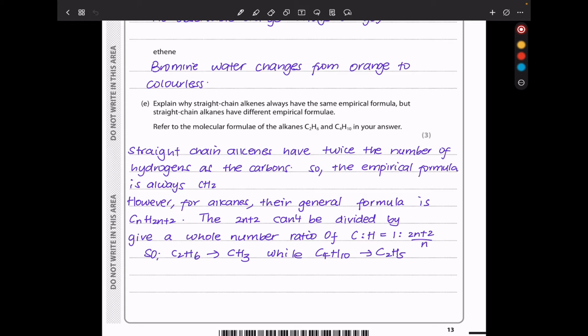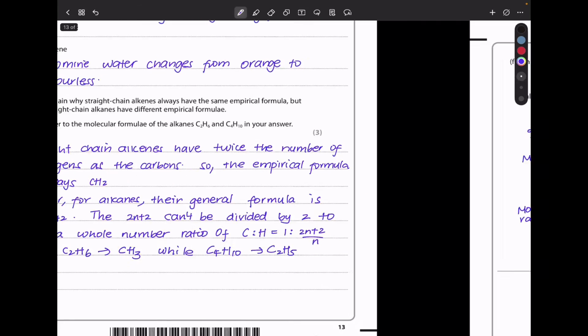However, for alkanes, the general formula is CnH2n+2. The 2n+2 can be divided by 2 to give a whole number ratio. So when we use C2H6, we can see the empirical formula is going to be CH3. Whereas for C4H10, the empirical formula is going to be C2H5, and these are going to be different because of the way the general formula for alkanes is.